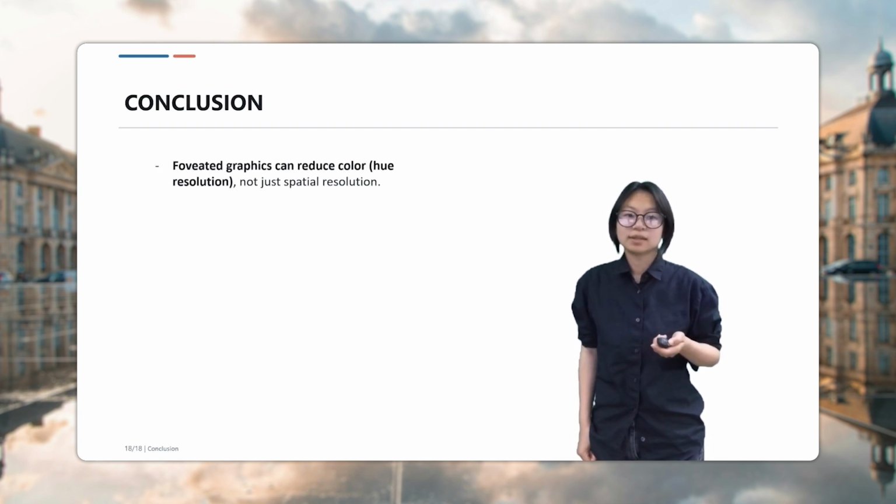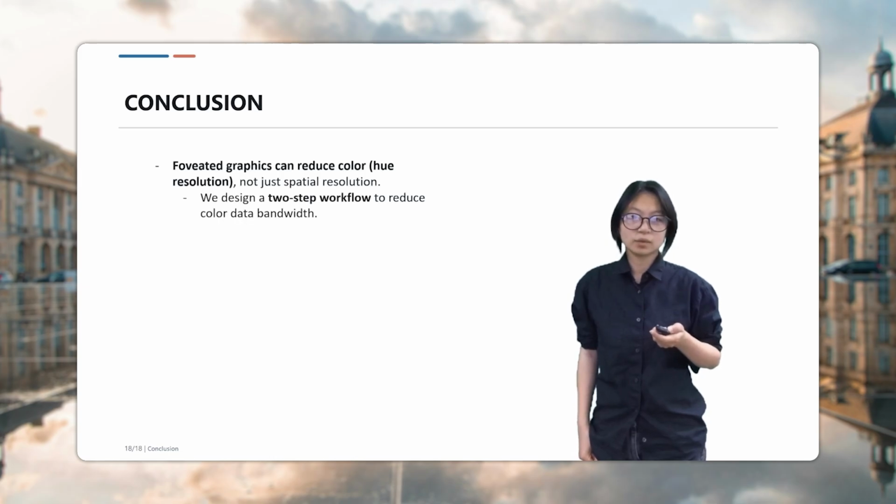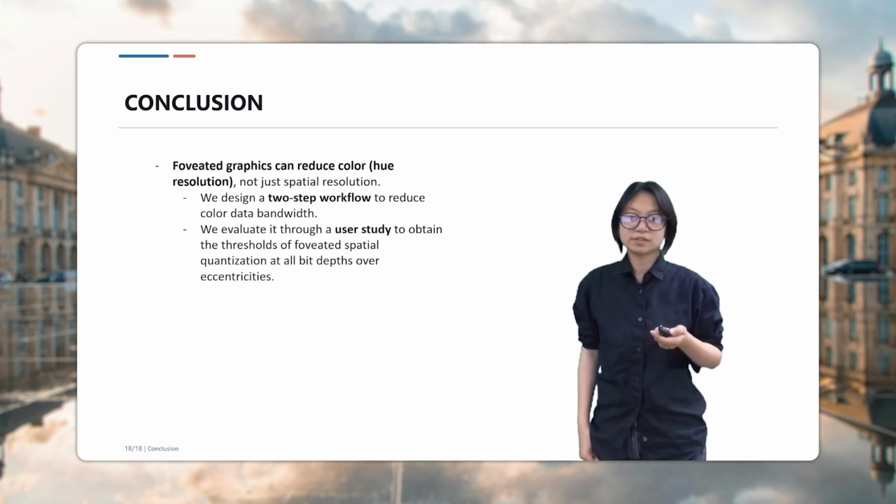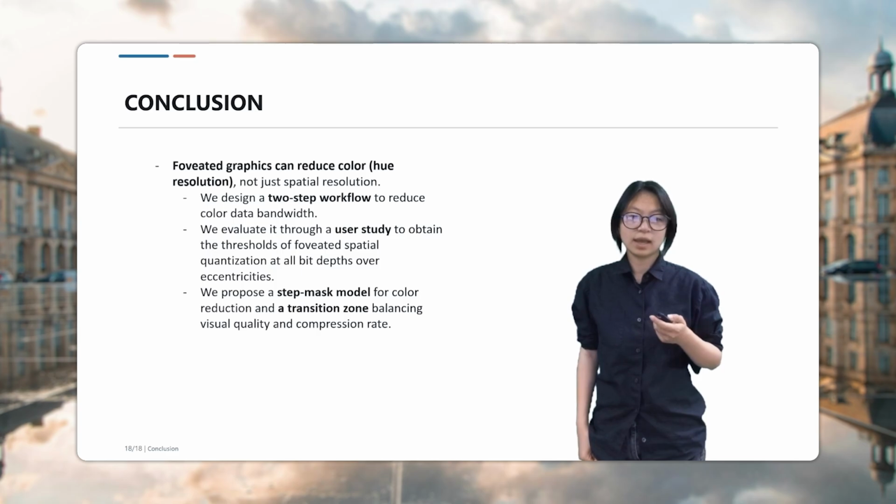To summarize, the main contribution of this paper is to show that color reduction can be done within foveation systems. And we designed a two-step workflow to reduce the color bandwidth for rendered frames. We proved its feasibility through a user study and made a drop-off mask and also a transition zone that help us balance the compression rate and the quality.